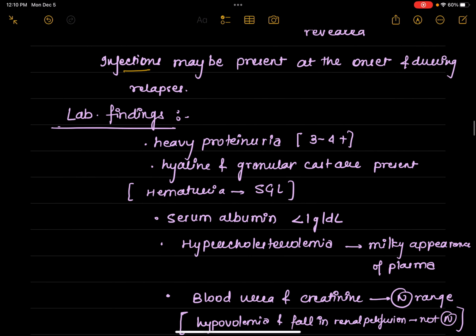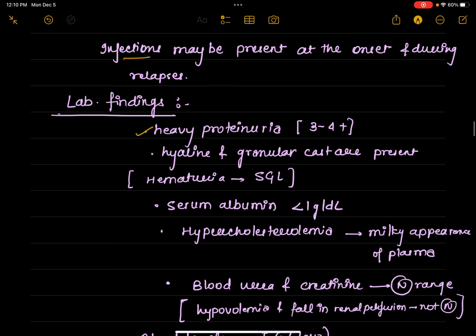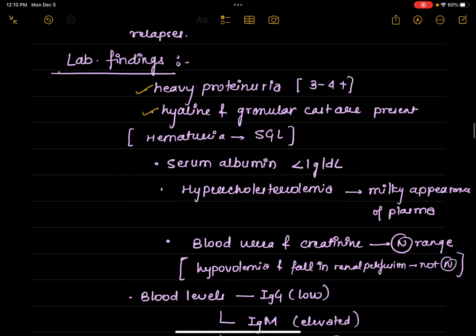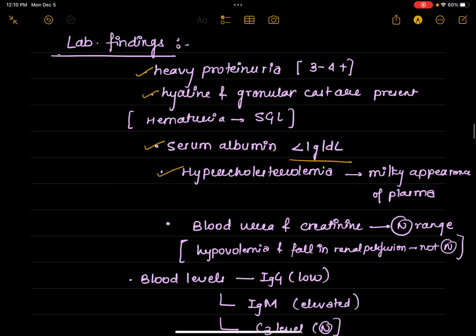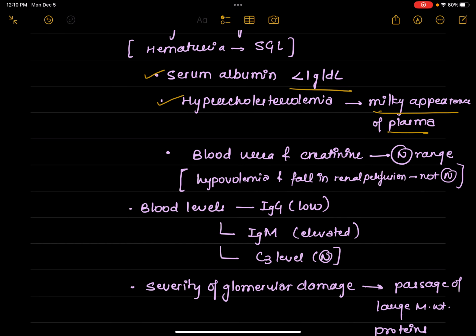What are the laboratory findings? There is heavy proteinuria, with hyaline and granular casts. Serum albumin is less than 1 gram per deciliter. Hypercholesterolemia will give the plasma a milky appearance. Blood urea and creatinine are in the normal range.